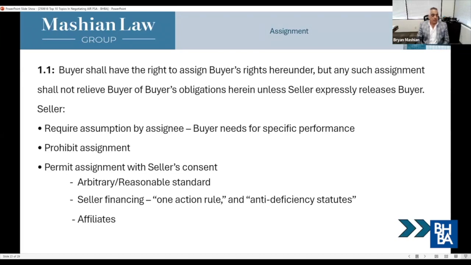If you do prohibit the assignment, then you've got to deal with, are you going to permit some kind of assignment? And then what's the standard that's going to be applicable to the seller giving the consent? Is it going to be arbitrary or reasonable?